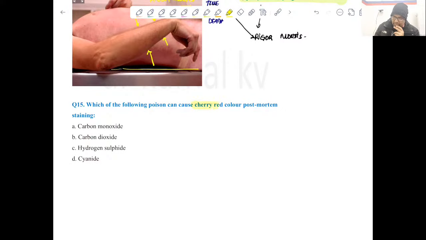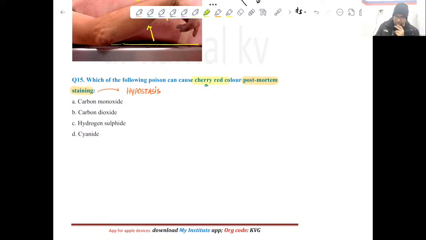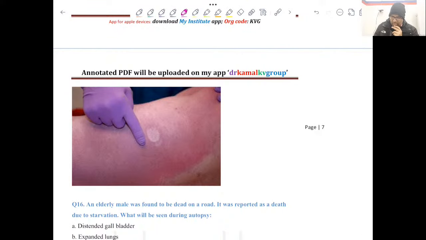Now, cherry red color post-mortem staining. I think everyone can answer this. Now, post-mortem staining is also known as post-mortem hypostasis or livor mortis. Now, cherry red should be remembered for carbon monoxide, right? So that's pretty clear, and this is because of pooling of blood in the dependent part of the body, right? So here you can see this is all cherry red post-mortem staining, and needless to say, it will be absent over those areas which were in contact with the surface, like the scapula, sacrum, right? So the pressure points, there will be no post-mortem staining. Otherwise, on the untouched area, there will be post-mortem staining, right?